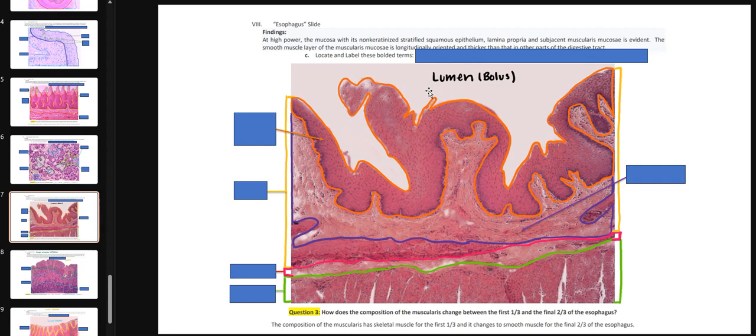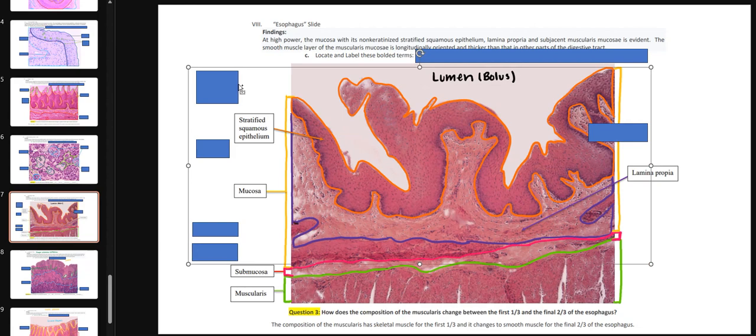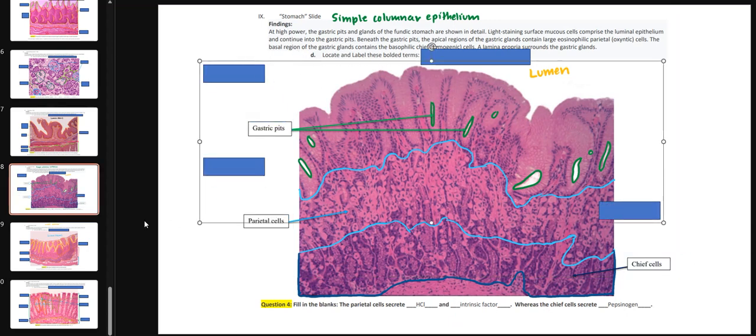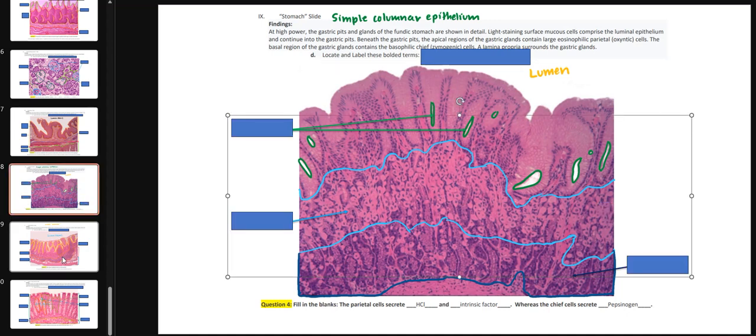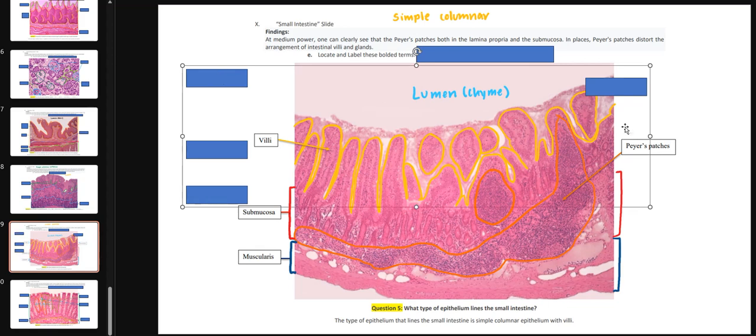Esophagus slide, muscularis, submucosa, mucosa, lamina propria, stratified squamous epithelium. Stomach slide, chief cells, parietal cells, gastric pits. Small intestine slide. We have muscularis, submucosa, Peyer's patches, and villi. Submucosa, muscularis, Peyer's patches.